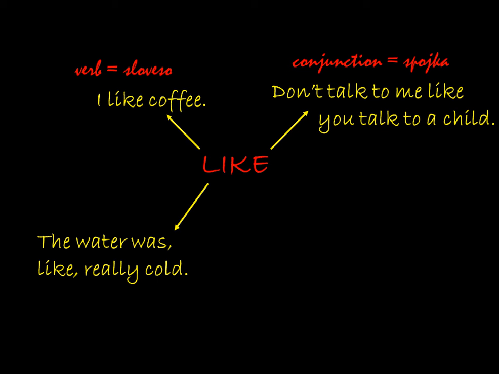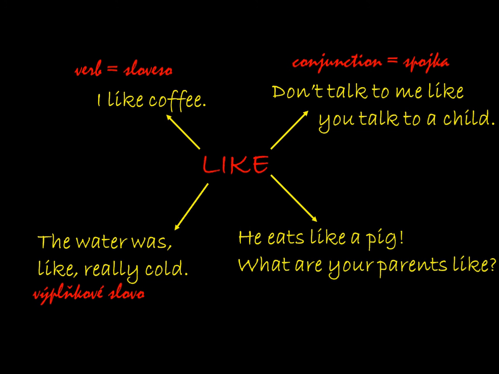And the last usage of this word is presented through two sentences: He eats like a pig, and what are your parents like? In both of these sentences, the word like works as a preposition, and this function is going to be our main topic in this video.